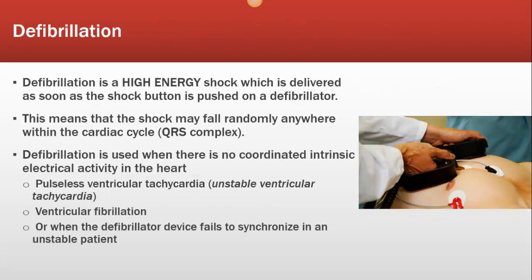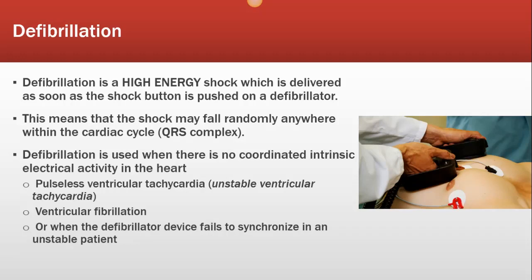Now, defibrillation, on the other hand, is a high energy shock, and that's delivered as soon as the shock button is pushed. So basically, there's no delay, there's no waiting for the R wave of the QRS complex. It's going to deliver a high energy shock, and it can fall randomly anywhere in the cardiac cycle. It's used when there is no coordinated intrinsic activity of the heart. So these people basically don't have a pulse. We do it with pulseless VTAC or unstable VTAC. Somebody may have VTAC and it may be fast, but they still may have a pulse, they can still talk to you, they're not comfortable, but we're going to have to go ahead and do something.